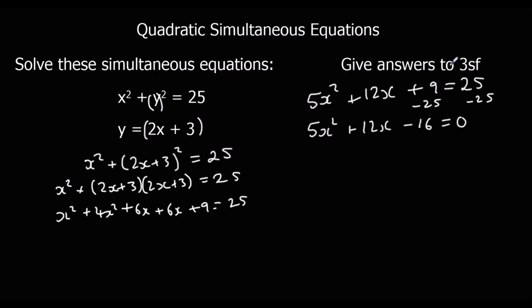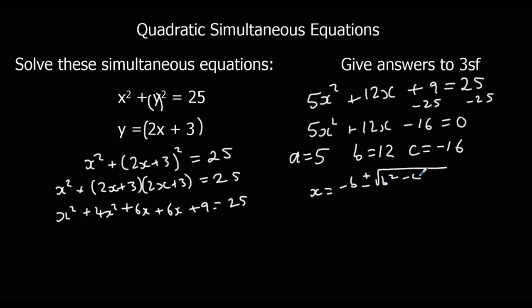It's told us we're going to give the answer to 3 significant figures. We don't factorize to 3 significant figures. So A is 5, B is 12, C is minus 16. These go into the quadratic formula. The quadratic formula is this. So we just substitute the numbers in.